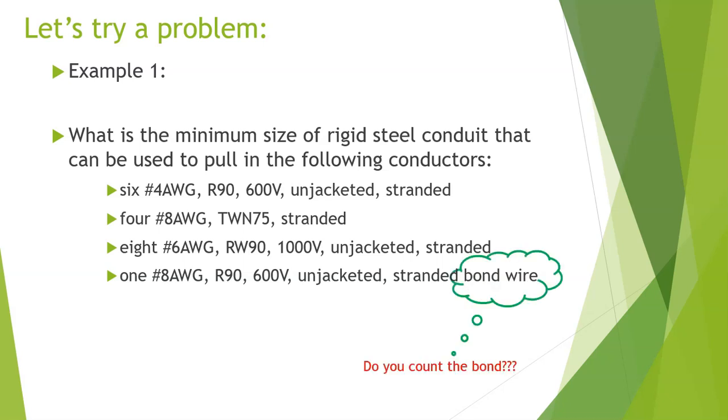So then the question, again, as I mentioned before, sometimes because people are thinking about this incorrectly, they're so used to doing ampacity problems that they say, oh well, I'll just drop the bond wire because I don't need to include the bonds. Well, this is about physical space, so you absolutely have to include the bond wire. It's taking up physical space, so you have to count it.